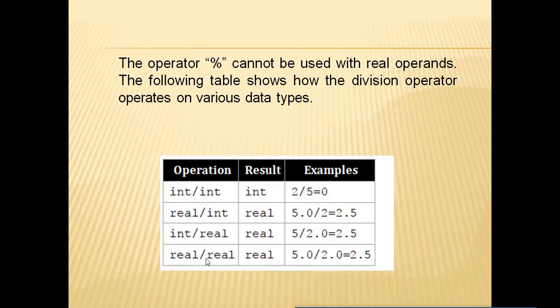So here another example is real upon real. Whenever we perform a real upon real operation, the result is also a real value. Here 5.0 is a real value and 2.0 is also a real value. So whenever you perform division between two real values, the result is also a real value, 2.5. So these are the various types of division operations: integer upon integer, real upon integer, integer upon real, and real upon real.